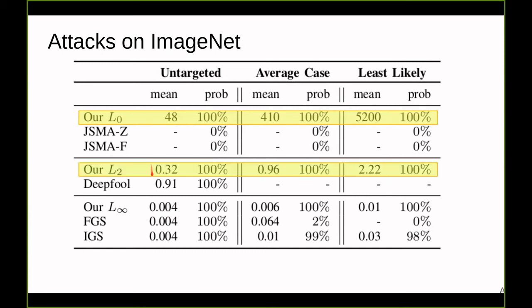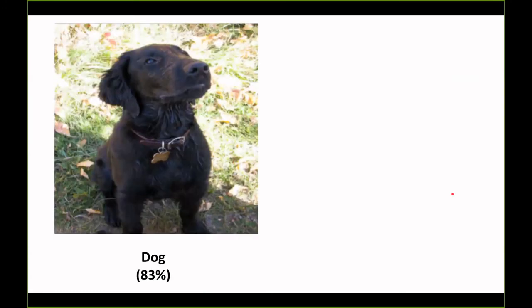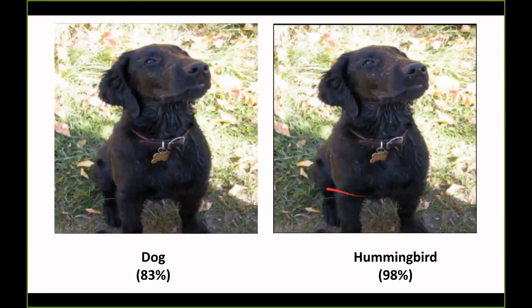Then the second attack is the L2 attack. They compared it with DeepFool, and it required one third of the perturbation. The third one is L infinity, and we can see that in the average case, we need 10 times lower perturbation compared to the previous attacks. So this was the case for ImageNet.